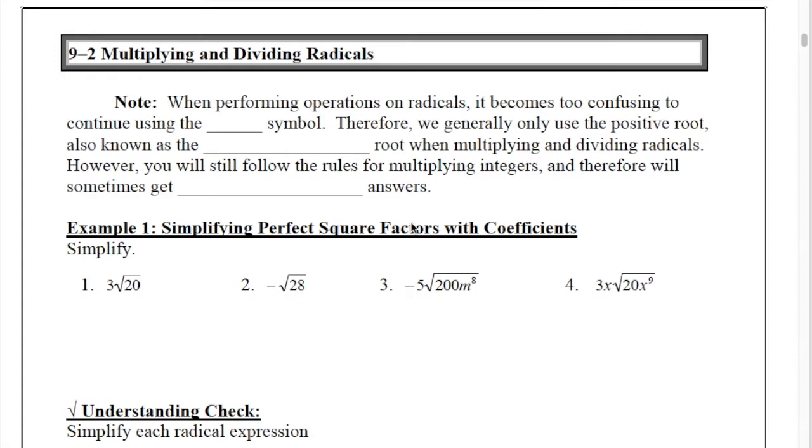When performing operations on radicals, it becomes too confusing to continue to use the plus and minus symbol. So out in front, when we're finding the square root of 16, we know that that is equal to a positive and a negative 4, because 4 times 4 is 16, and negative 4 times negative 4 is also 16. So therefore, we generally only use the positive root, which is known as the principal square root.